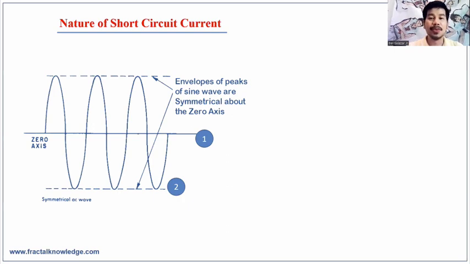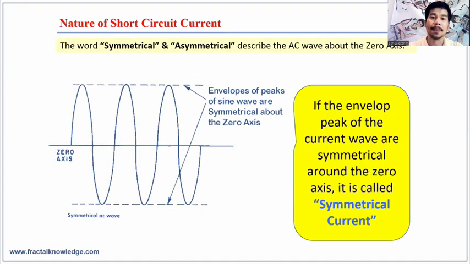In a very simple transient level explanation, the figure on your screen shows a symmetrical AC waveform for a current. Number 1 is the middle line or the zero axis of the wave. Number 2 is the envelope of peaks of the sine wave, which is symmetrical above the zero axis. This is the normal waveform of the current in a transient view.